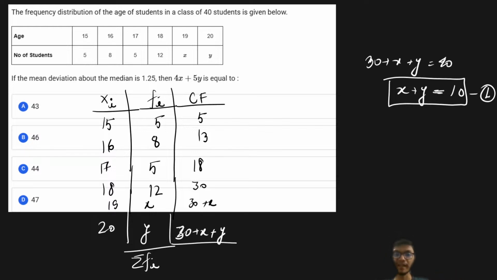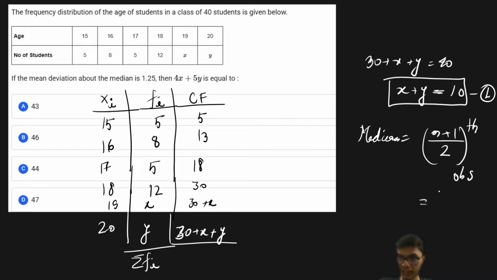Now we have to find the median. The total frequency is 40, which is an even number, right? Whenever we have an even number, the median is given as the (n plus 1) upon 2th observation. So if you calculate this, we get 41 upon 2, which is approximately 20, right?